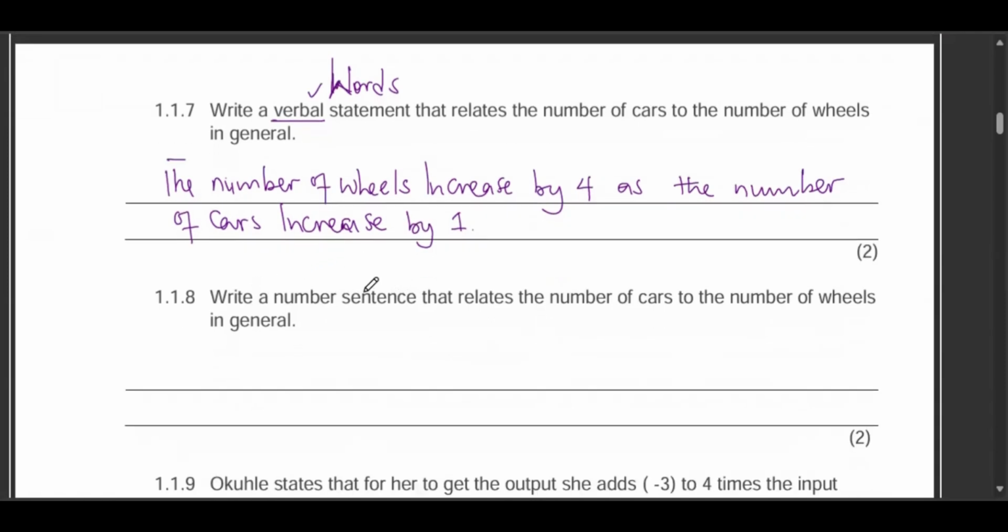Write a number sentence. Now here we need a formula. Write a number sentence that relates the number of cars to the number of wheels in general. So in other words, we are looking for what we call the general term.